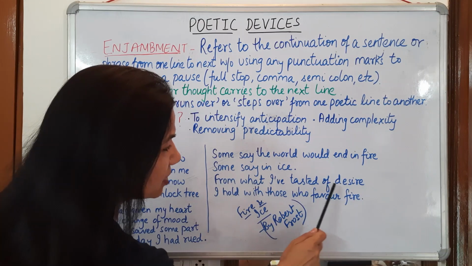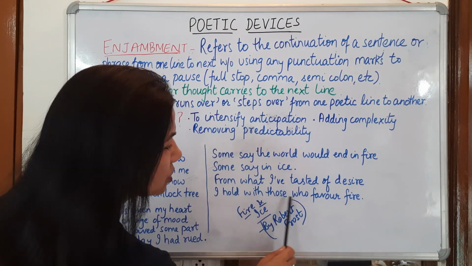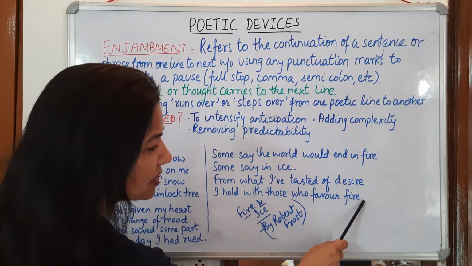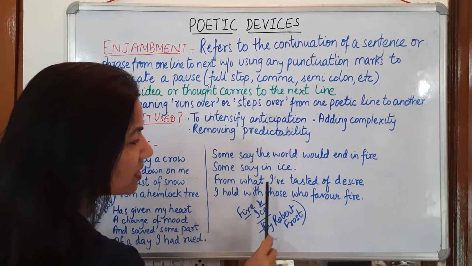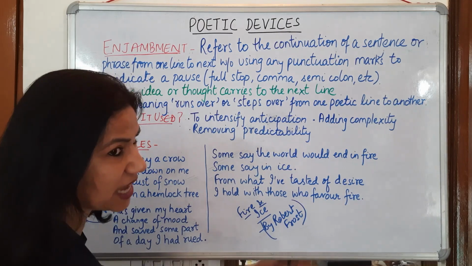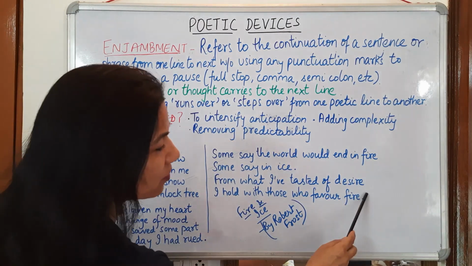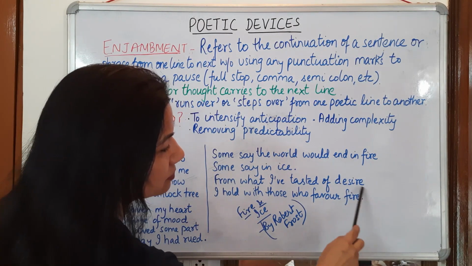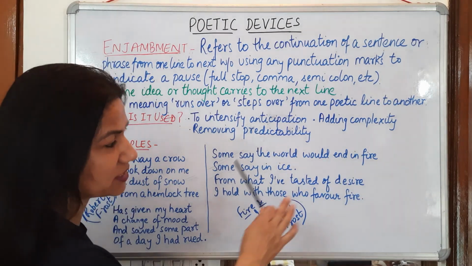From what I have tasted of desire, I hold with those who favor fire. Again, a full stop is here. From what I have tasted of desire, I hold with those who favor fire. That means he is siding with those who are favoring the fire element. So you will have to read this poem to understand the complete meaning.